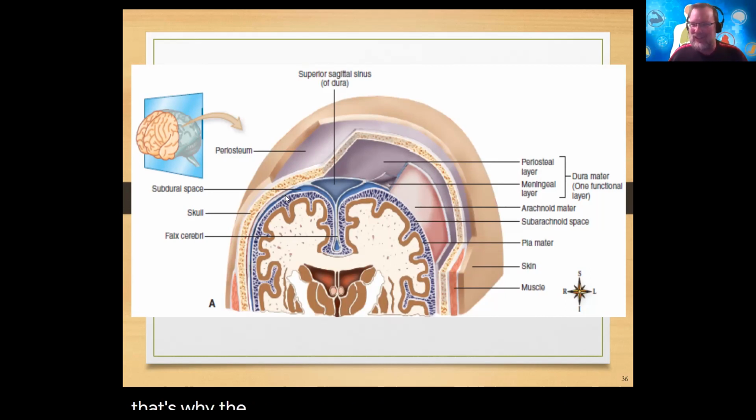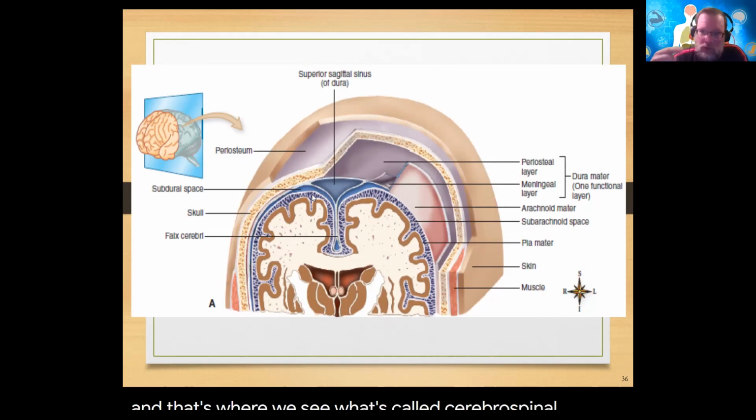That's why the anesthesiologists make such big bucks, but they also have such high liability insurance, right? Because that's a very, very fine spot that I need to get that catheter into, that epidural space. If I go just a little too far beyond that epidural space, I'm now maybe in the subdural space. And if I go too far, I'm now in the subarachnoid space. And that's where we see what's called cerebrospinal fluid. So there's a special fluid that's flowing around the brain and spinal cord within the subarachnoid space.